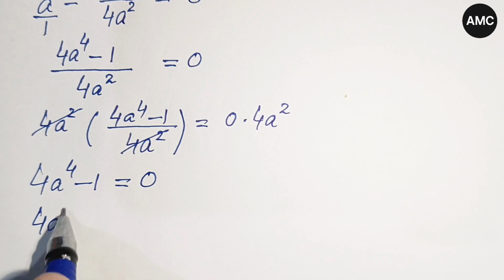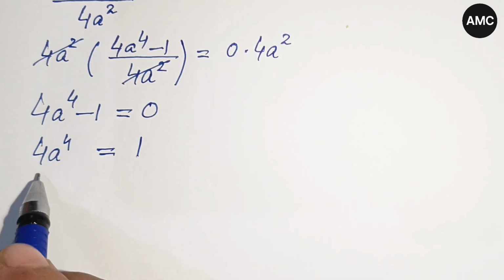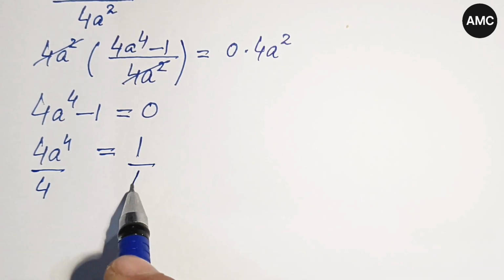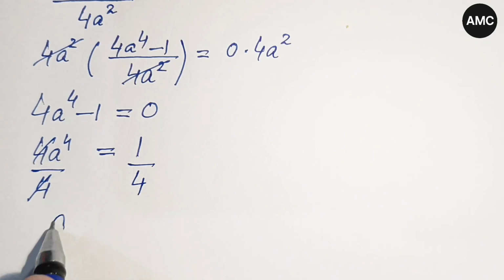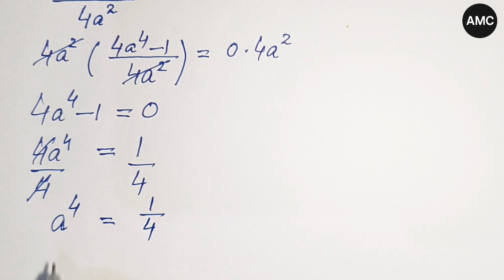Now 4a to the power 4, shifting this one, we get plus 1. So dividing 4 on both hand sides, then we have cancelling this 4 with 4. A to the power 4 is equal to 1 over 4. Now taking fourth root on both hand sides, so a to the power 4 is equal to 1 over 4.